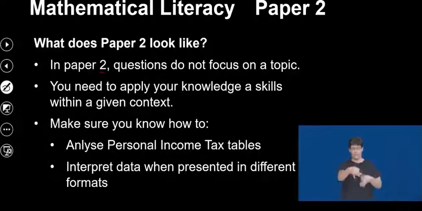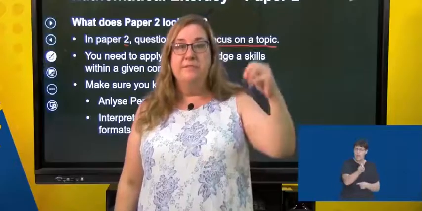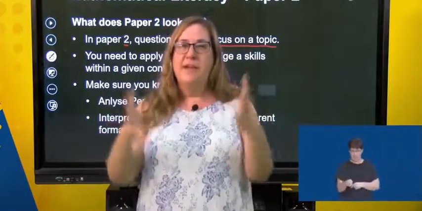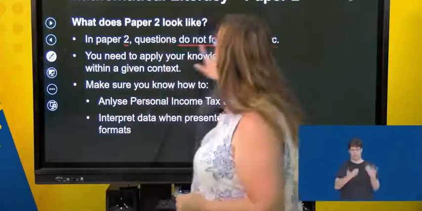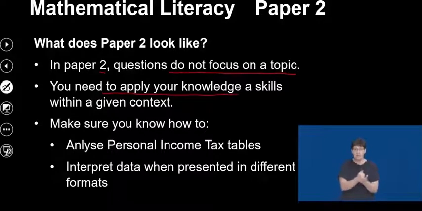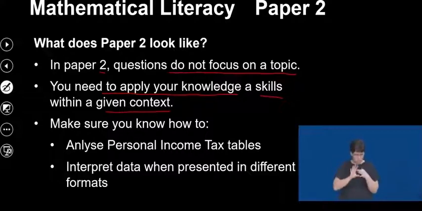In paper 2, the questions do not focus on a specific topic. Remember in paper 1, we had very specific topics. We had finance, we had measurement. Paper 2, everything's kind of mixed together. So you won't have a specific topic. You might have 1, 2, maybe even 3 topics in one question. You're going to need to apply your knowledge and skills to the given context. So the context will be more important, and within that context, they will deal with different topics that we've learned about.